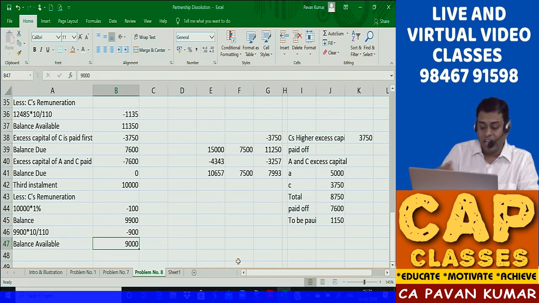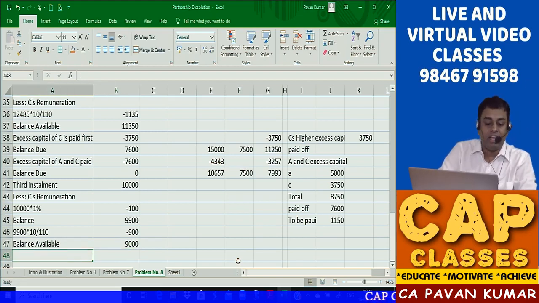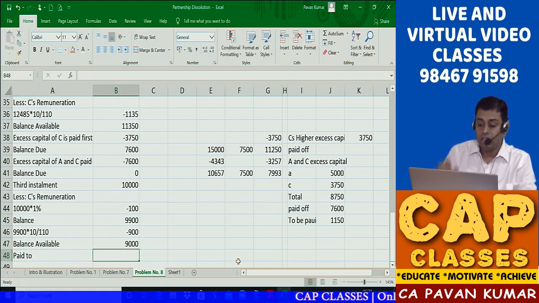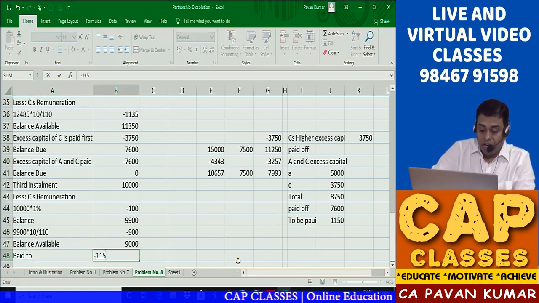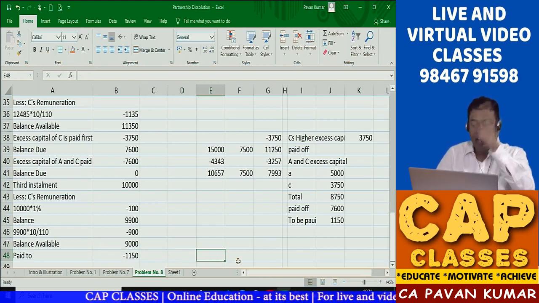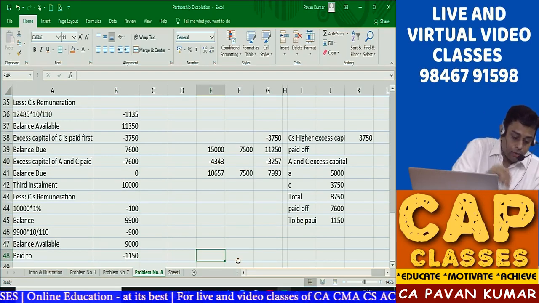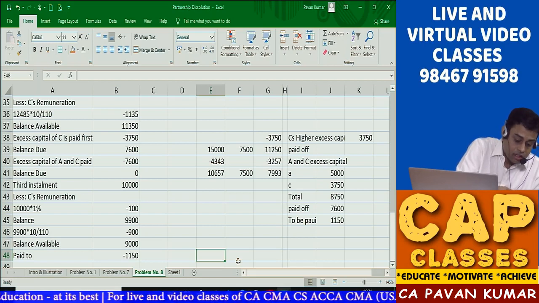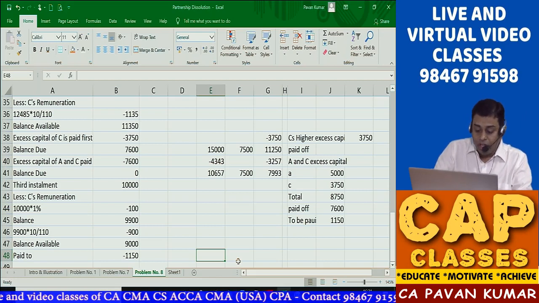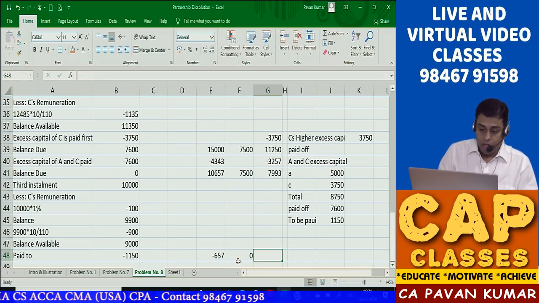So should I distribute this 9,000 to A, B, C? No. First, 1,150 is to be paid. First this minus 1,150. So this is paid to whom? In 4:3 ratio to A and C. So 1,150 divided by 7 into 4. So you'll pay 657 to this guy. To this guy you'll pay 0. So to the third guy you'll pay 493.